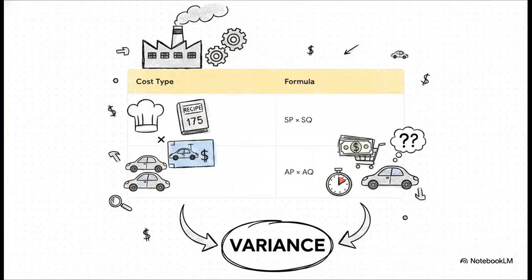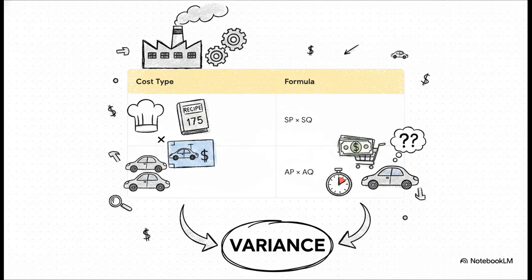To figure out if management really succeeded, we need to look at the total budget variance. Your planned cost is simply what it should have cost for the actual output you got. Since Sanchez actually produced 175 cars, we take our perfect standard recipe cost for one car and we multiply it by 175. That gives us our fair baseline.